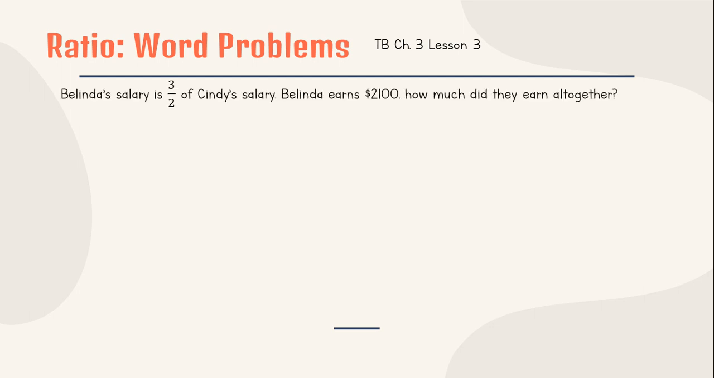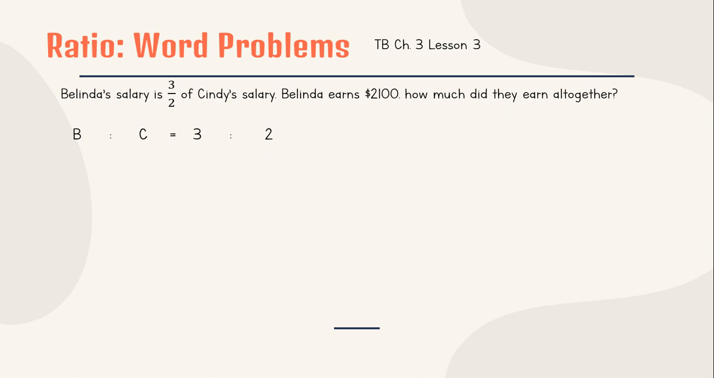Now you're going to have this question. Belinda's salary is 3 per 2 of Cindy's salary. Belinda is 3 per 2 of Cindy. Belinda earns $2,100. How much did they earn all together? So, we know that the ratio of Belinda to Cindy is 3 to 2. How do we know? Belinda is the numerator and Cindy is the denominator.